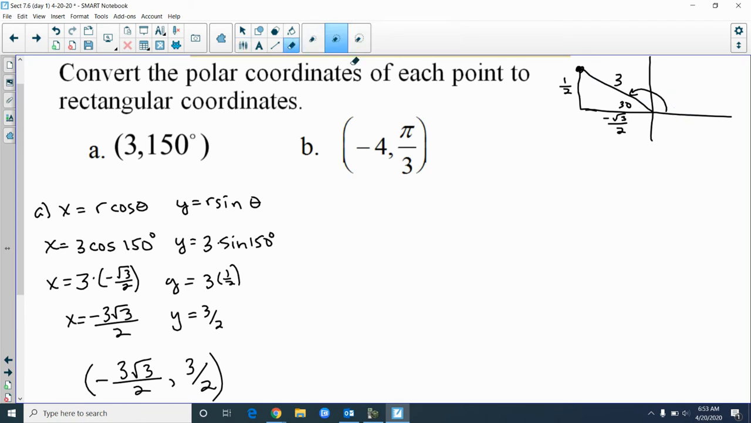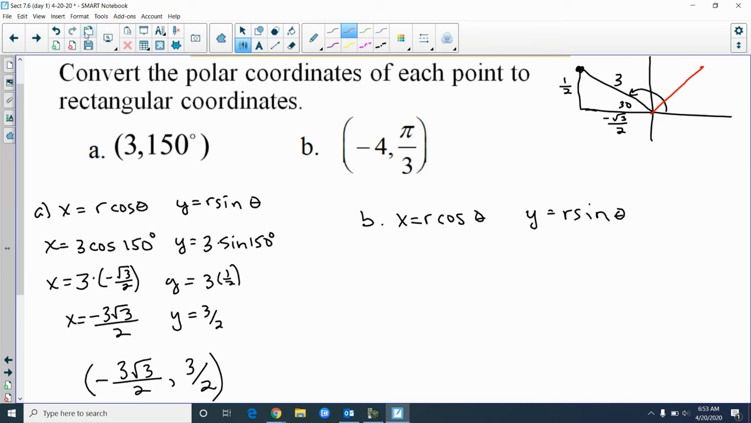Now for part B, same thing. X equals r cosine of theta. Y equals r sine theta. All right, where is negative 4 pi over 3 at? Think about that. Okay, let's think about which quadrant that's going to be in. Negative 4 pi. So go to 4 pi over 3. Well, pi over 3 is 60 degrees.